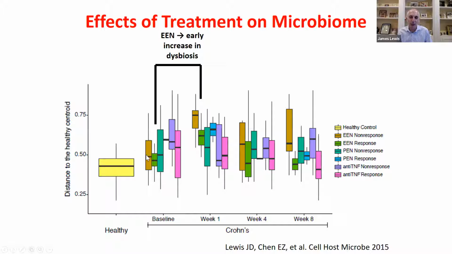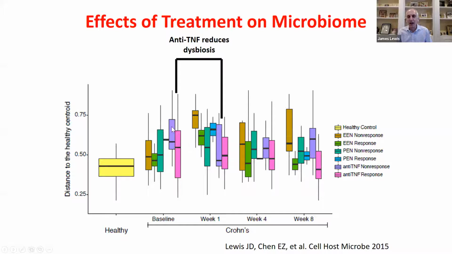And I want you to just focus on the sort of khaki and green. So these are the exclusive enteral nutrition children, and you can see within 1 week, their microbiome actually became very different from what a normal healthy child's was. In contrast, if you look at the sort of purple and pink, you can see that within 1 week of anti-TNF therapy, their microbiome was moving towards that of a healthy child.